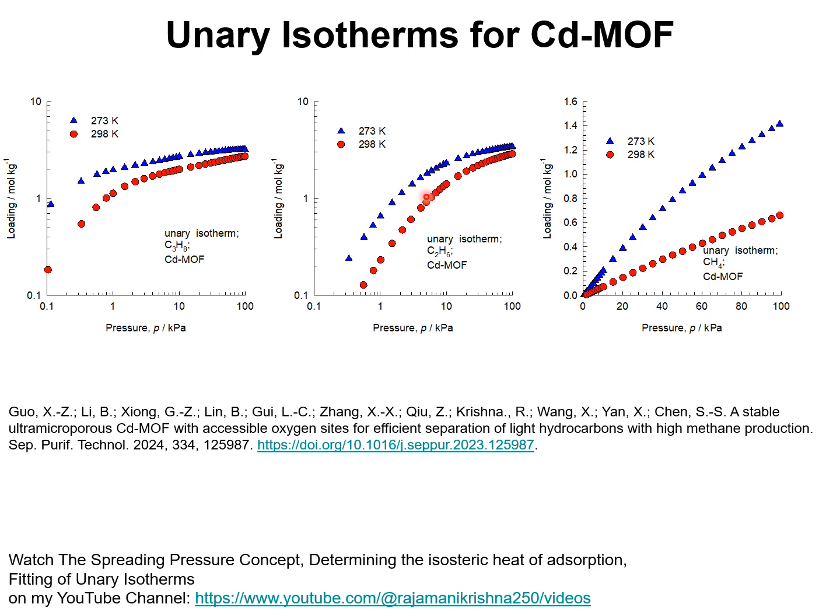The feed mixture consists of methane, ethane, and propane. And in evaluating cadmium MOF, we first need to examine the unary isotherms for each of the guest molecules, and it is common practice to measure the isotherms at least at 2 different temperatures. Data for propane, ethane, and methane at 273 Kelvin and 298 Kelvin are plotted here. And the first task is to fit the unary isotherms.